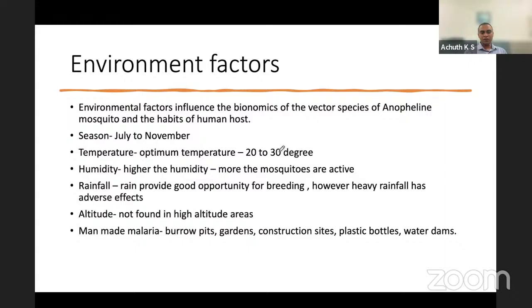Apart from this, the major culprit is man. Why? We do lots of constructions and we throw bottles everywhere after drinking water. We have constructed so many dams to store water. All these places are very good sources for multiplication of mosquitoes.